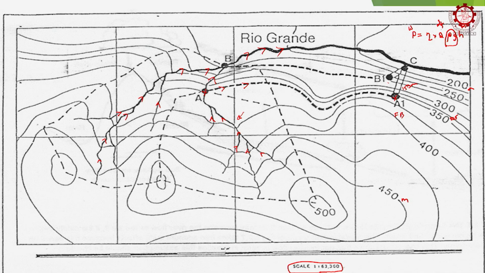So, whatever water comes into this plant, QA will be available for power generation. So power plant A will have an output of efficiency into QA rho G into H, where H is 150 meters.